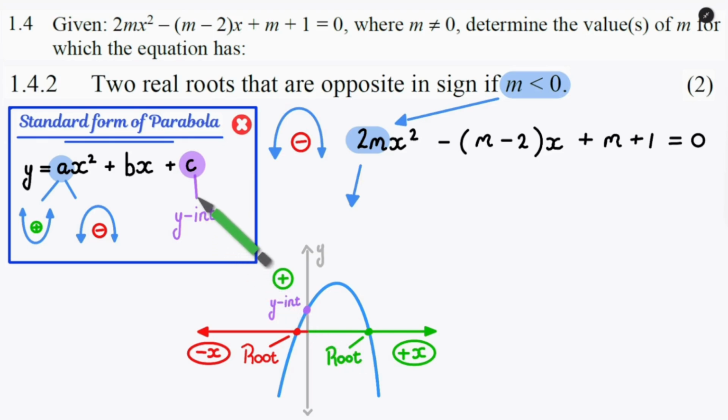Now the y-intercept is located here where there are no x's. So it's going to be the m plus 1 for us. And we want to make that guy positive.